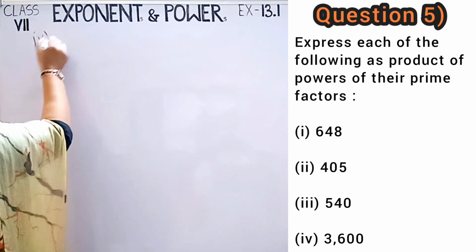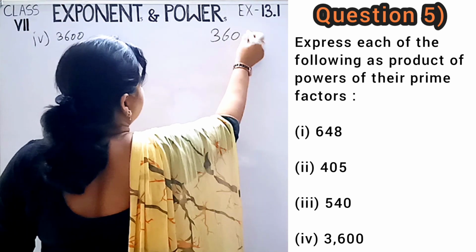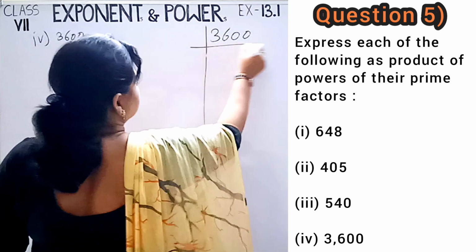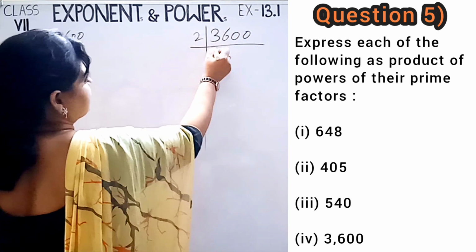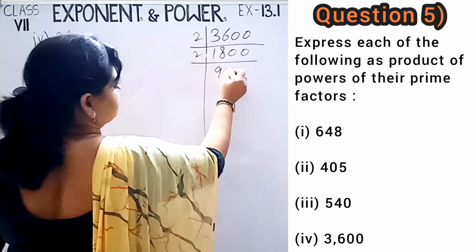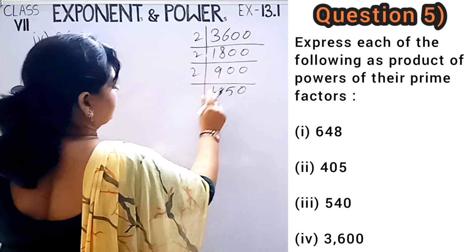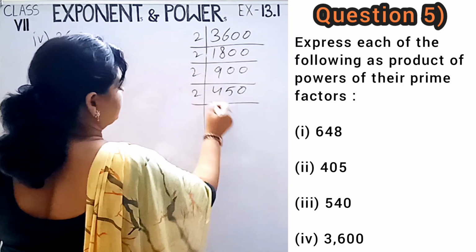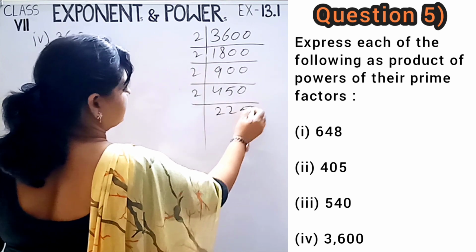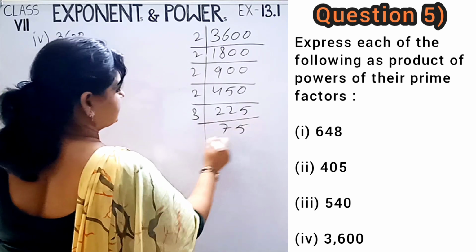Fourth part, 3600. So prime factorization of 3600. 2 1s are 2, 2 8s are 16, 0 0. 2 9s are 18, 0 0. 1800, 450. 2 2s are 4, 2 2s are 4, 2 5s are 10. Now 3, 3 7s are 21, 3 5s are 15.